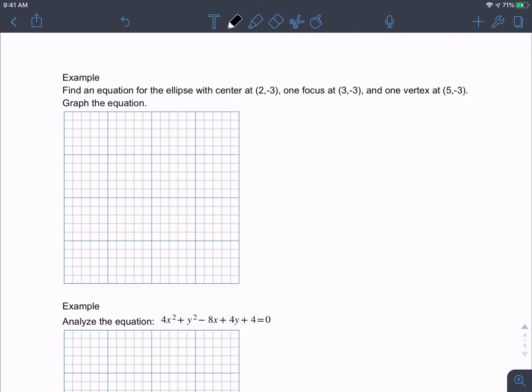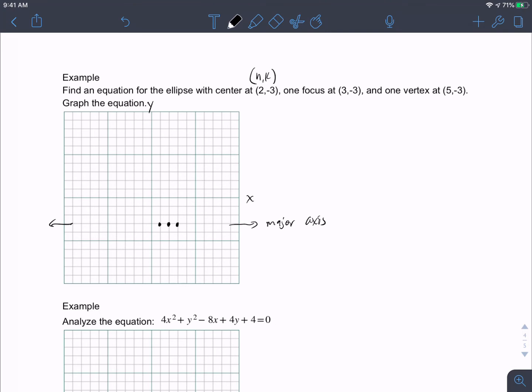Here's this example. So this is now my h and my k, because that's the center. We're given a focus and a vertex. So I'm going to go ahead and plot these just so you can see. So 2, -3 is this point right here. And then it tells me that the focus is at 3, -3. So that tells me right off the bat, it's got a distance of 1 away from the center. So my major axis is parallel to the x-axis.